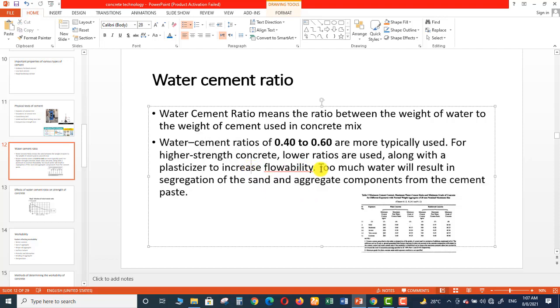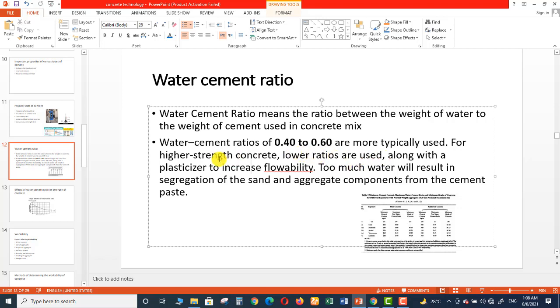So this is showing that if the water cement ratio is higher, then what will be the results? The results will be segregation of sand and aggregate components from the cement paste. Sand and aggregates will segregate if we use too much water. Too much water means high water cement ratio.